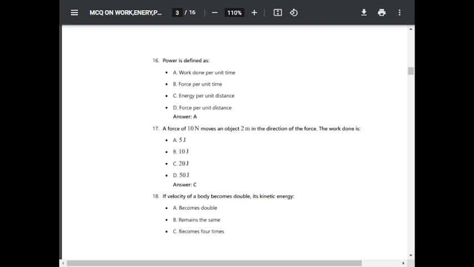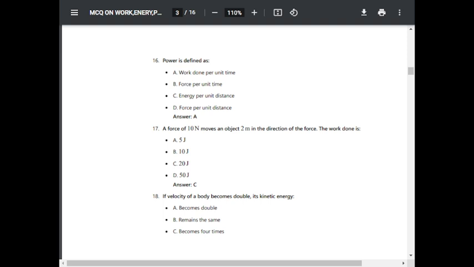Question number 17. A force of 10 Newton moves an object 2 meter in the direction of force. What is the work done? The work done is force into distance, that is 10 into 2, 20 joule. So option C is correct.